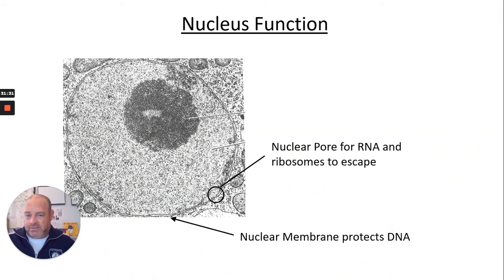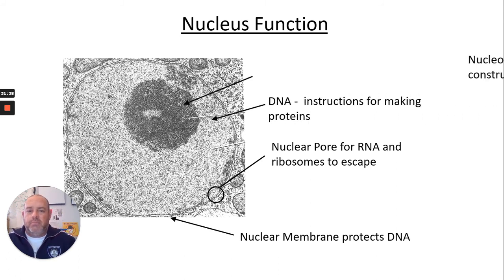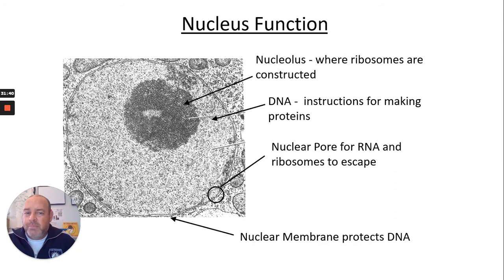The actual protein factories start off in the nucleus, and that's because of the nucleolus. Its job is to build ribosomes. And so the ribosomes get built in the nucleolus, and then they leave the nucleus, and then eventually the RNA goes out and finds those ribosomes and makes some proteins.